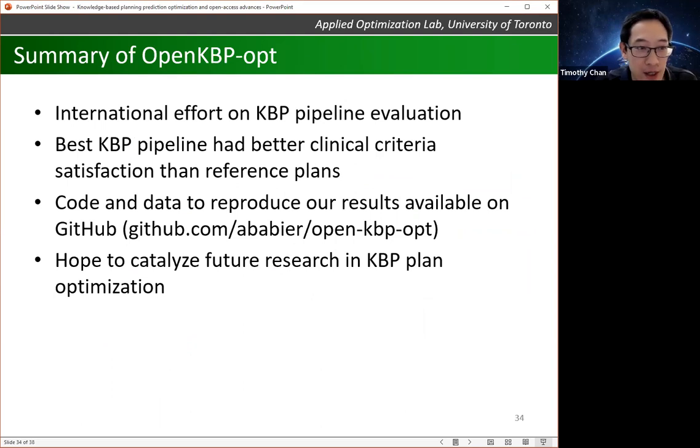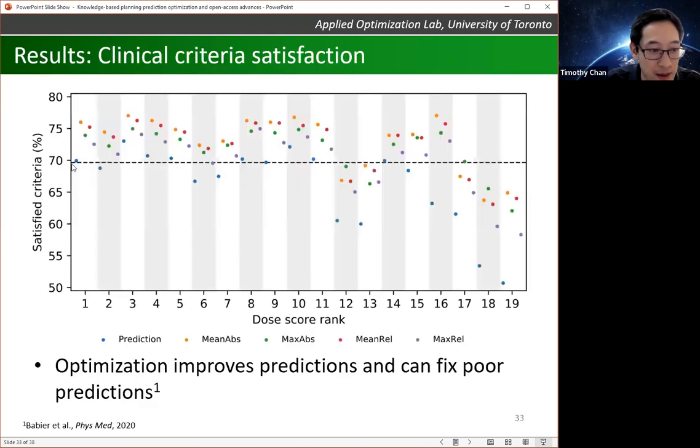Yeah, so just a quick summary for this one. This was an international effort to evaluate the full pipeline, the prediction and the optimization. We showed that these pipelines often had better clinical criteria satisfaction than the reference plan. Sorry, I forgot to mention that this dashed line was the reference. The average across all of them was about 70%.